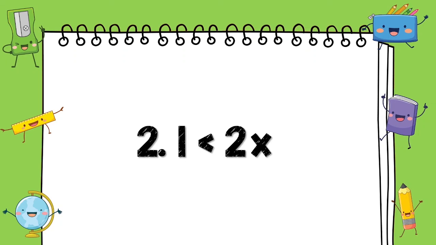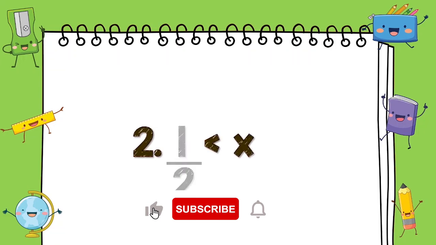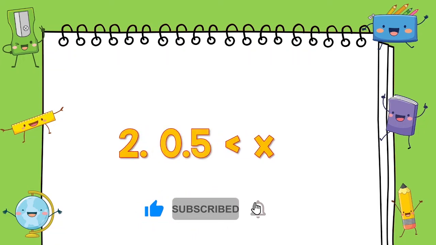Now we're going to send 2 a big kick and it will become division. So 1 by 2 is less than x. 1 by 2 is 0.5, and 0.5 is less than x. So x is any number which is greater than 0.5. It can be 1, it can be 2, it can be 10,000, it can be 10 lakhs, any number which is greater than 0.5. It can also be 0.6.